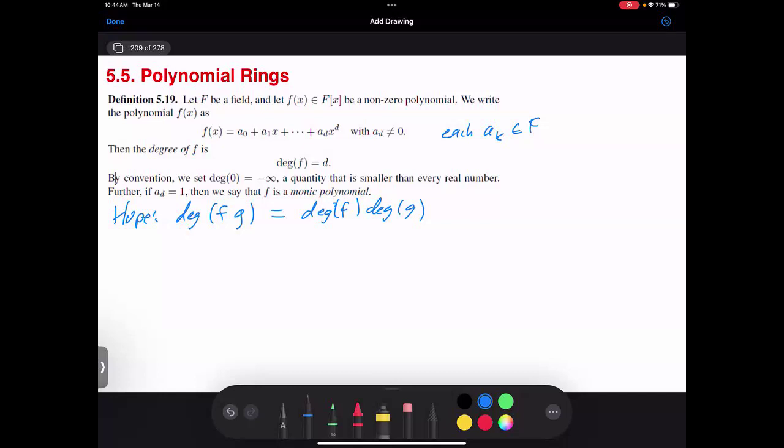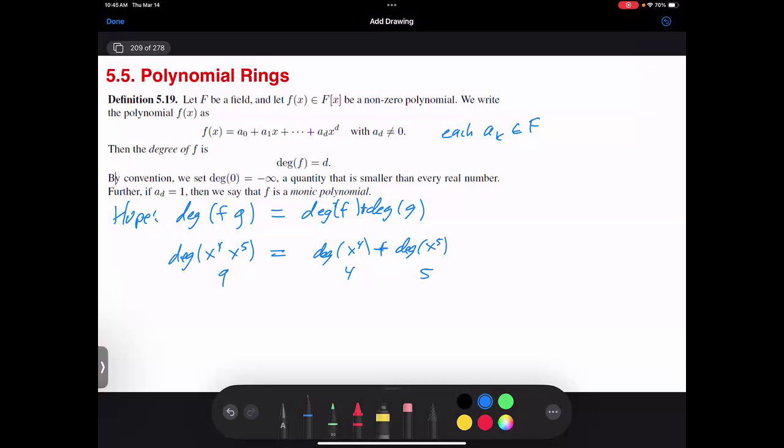Well, let's try it. The degree of x to the 4th times x to the 5th. Oh, wait. Yep, it should be a plus. So we want a plus sign here, not a product. And so this would be 9, this would be 4, this would be 5. So this suggests that we want a plus sign.